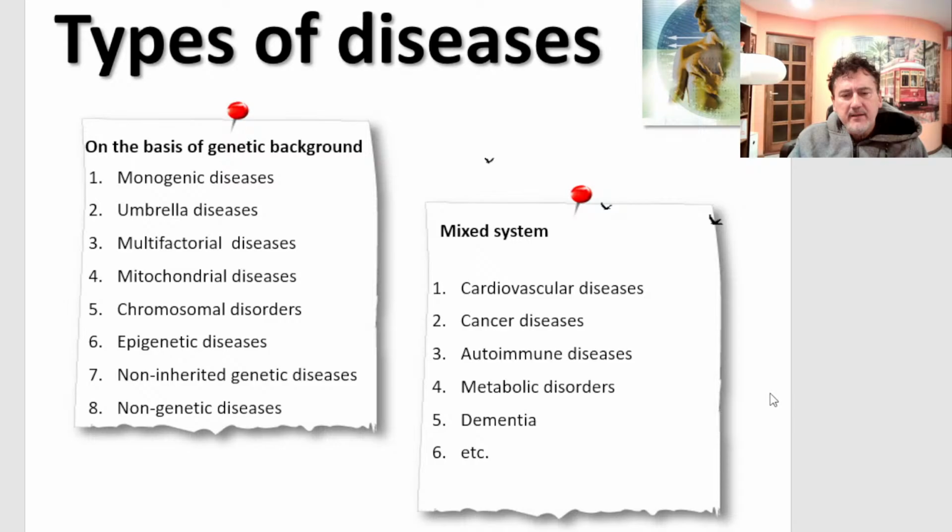There are also non-inherited genetic diseases, which are, for example, cancer, because there are some types of cancers which can be inherited, but most of them are non-inherited. But why do we call them genetic diseases? Because cancer is a genetic disease. The genes, the genome, the chromosomes undergo mutations, but you do not inherit them. And there are also non-genetic diseases, for example, accidents and other kinds of diseases.